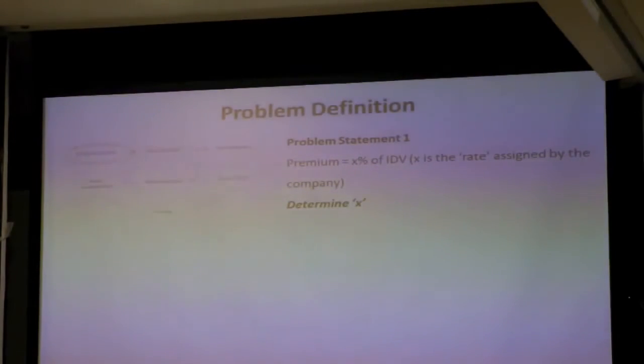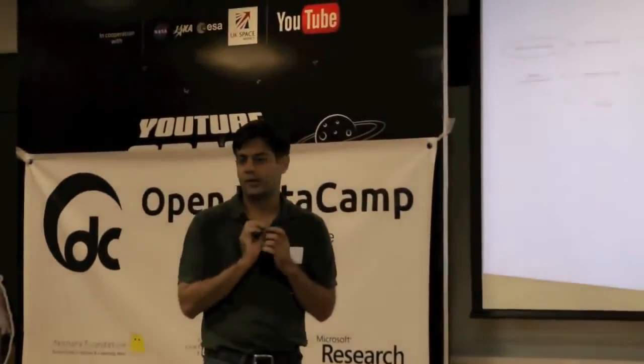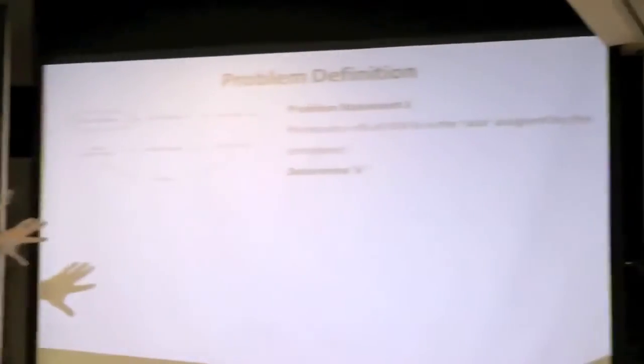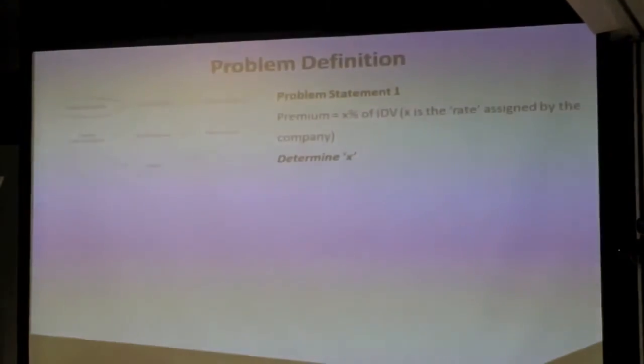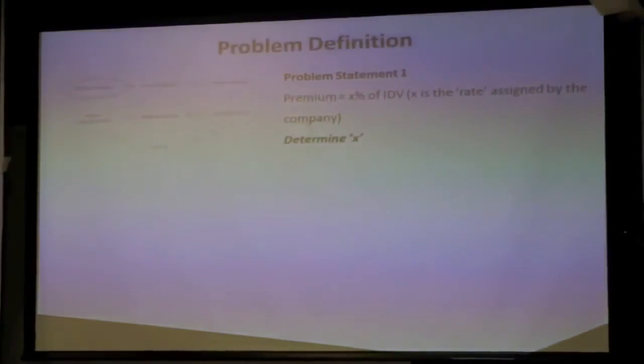Your premium is what the insurance company is charging for insuring the car. So this is what you're paying to the insurance company. Is X percentage of IDV. So premium is a fixed percentage of the value that you've declared for your car. Okay. This X is the rate that is assigned by the company. Essentially, what we have to do is determine the optimal level of X.